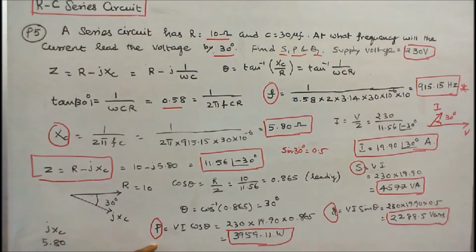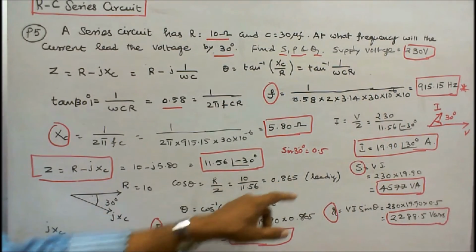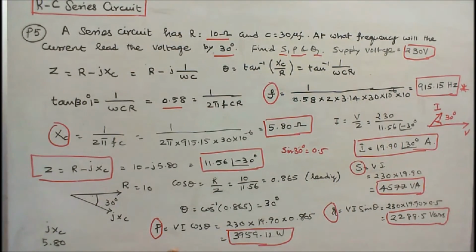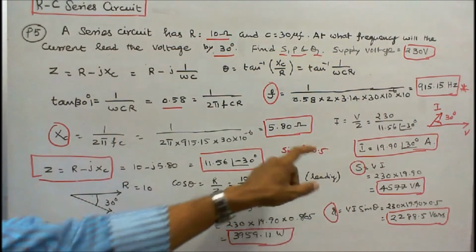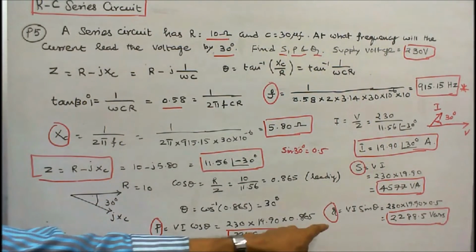Real power P = VI cos θ. Here cos θ = 0.865. Power P = 3959.11 watts. Reactive power Q = VI sin θ. Sin θ = 0.5. Reactive power Q = 2288.5 volt ampere reactive.